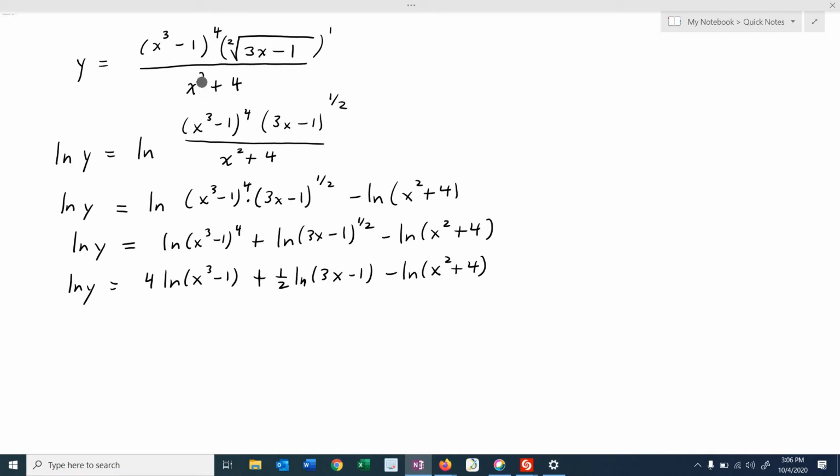We don't have to worry about using the quotient rule or the product rule because we no longer have division and multiplication. Okay, so that's the reason we did this. Now, let's take the derivative of both sides with respect to x and find dy dx using implicit differentiation.